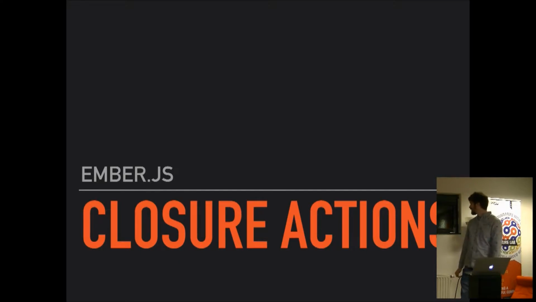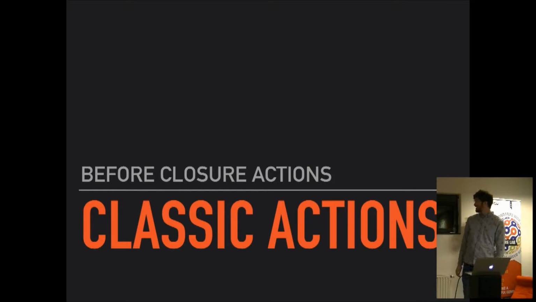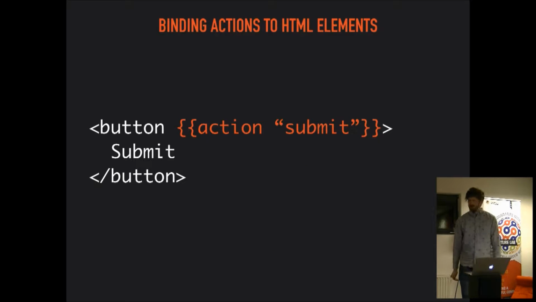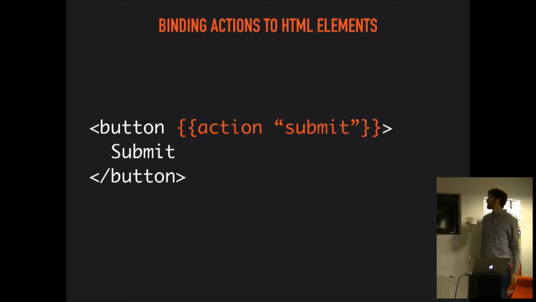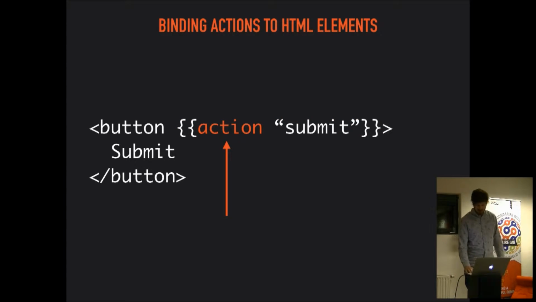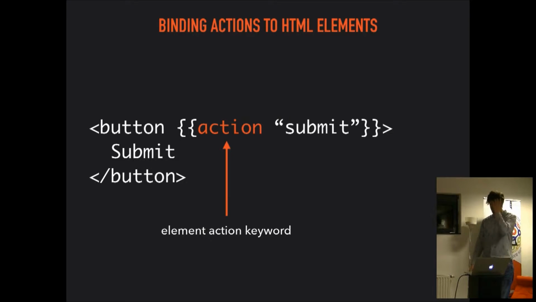So let's talk about closure actions. But actually, before closure actions, I want to talk about the classic actions. Get started. This is how you previously, before closure actions were introduced, bound actions to HTML elements. This action keyword is called the element action keyword. It's the way you said, if you click on this button, then call this submit action.